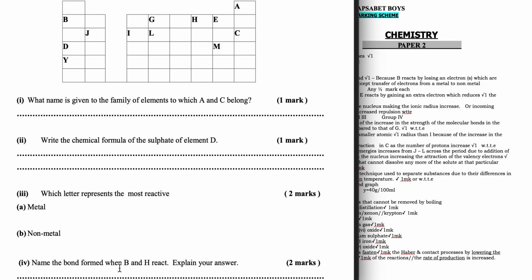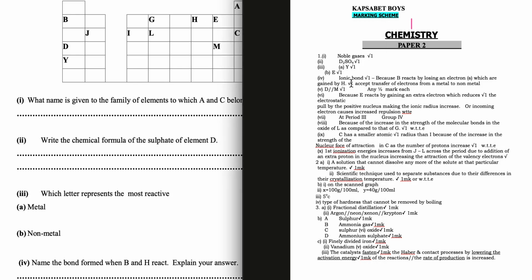Name the bond formed when B and H react. When B and H react, what's the name of the bond, and explain your answer. Ionic bond, because B reacts by losing an electron or electrons which are gained by H. If you talk about transfer of electrons also, you can get the point. Transfer of electrons from metal to non-metal.